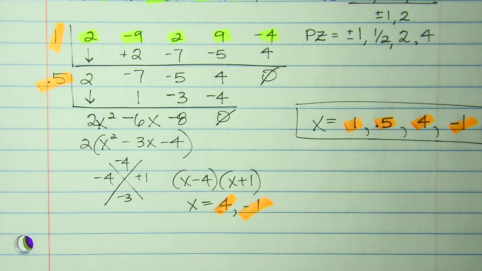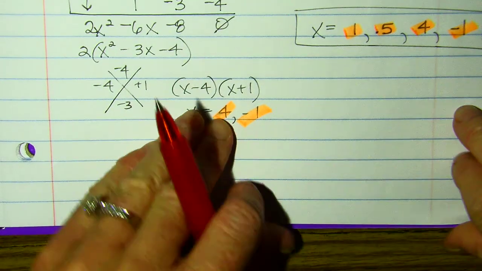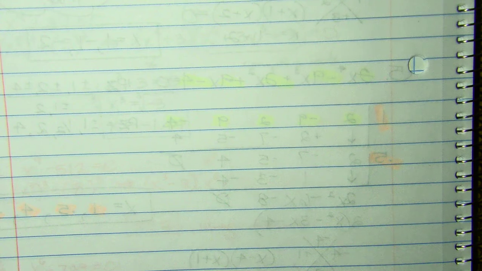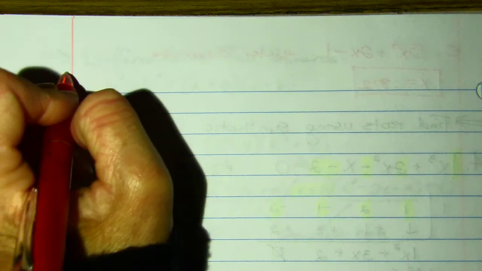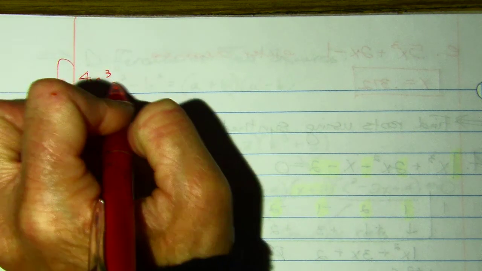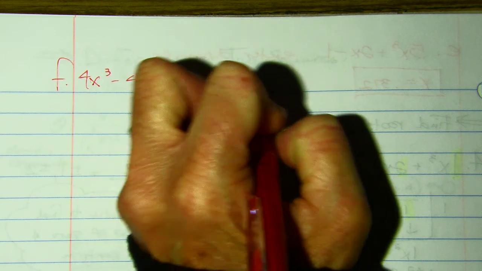So let's go back to our lesson practice, numbers F and G. So I'm going to have to actually turn the page. And let's see how F, G, H. Yeah, there's quite a few. We'll do F, G, and H. So part F. 4x cubed minus 4x squared plus 9x minus 9 equals 0.